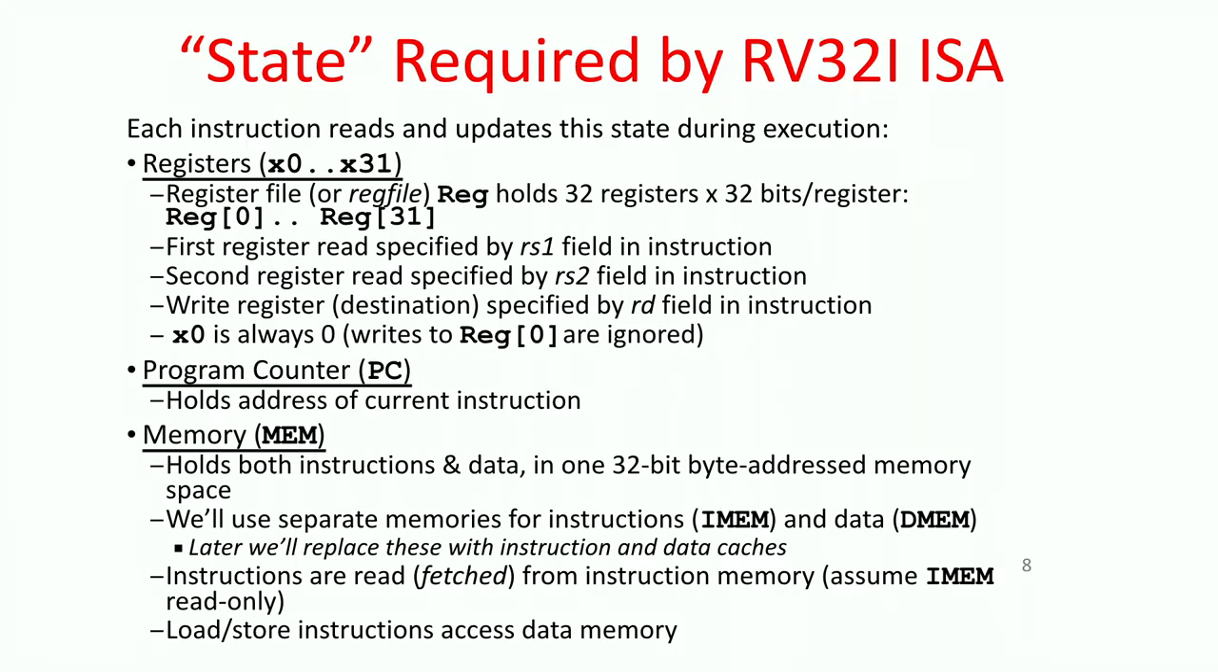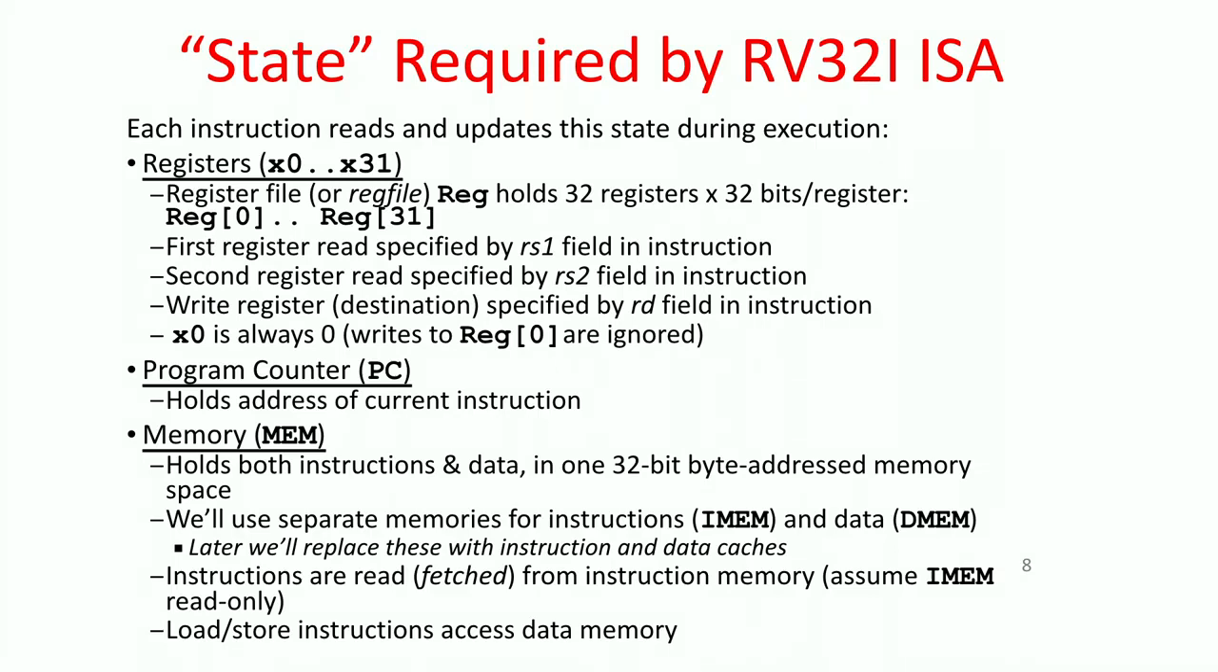Right? And if there's 32 registers here, that means we need 5 bits of register specifier for our RS1, 5 bits for our RS2, and 5 bits for RD, because 2 to the 5th is 32, and that lets us specify one of those 32 registers in each field here.